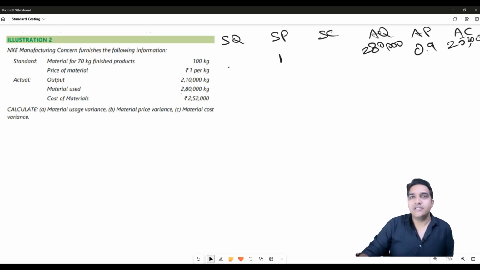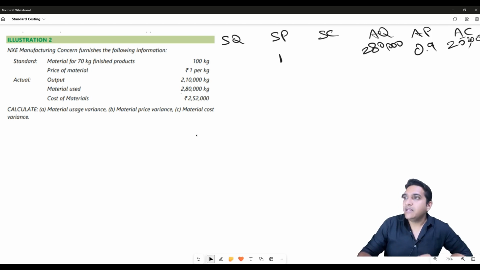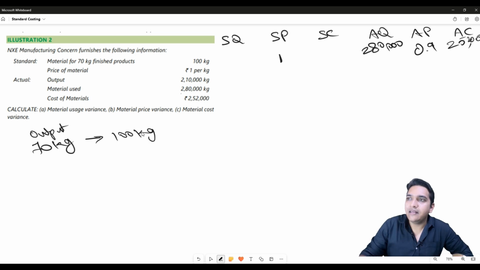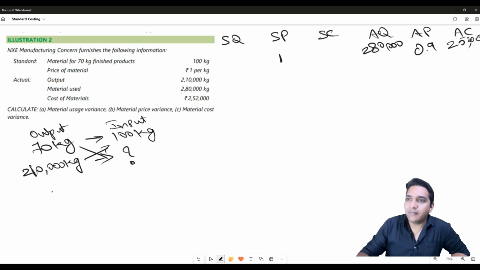Now, how do we compute standard quantity? It is very simple. The question states that for 70 kgs of output, I need 100 kgs of input. So for 210,000 kg of output, how much input do I need? Simple cross multiplication, basic math, we get the answer to be 300,000.